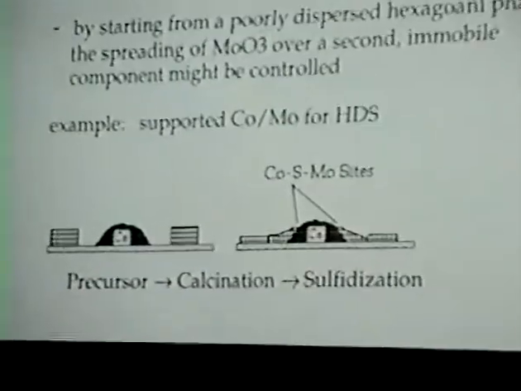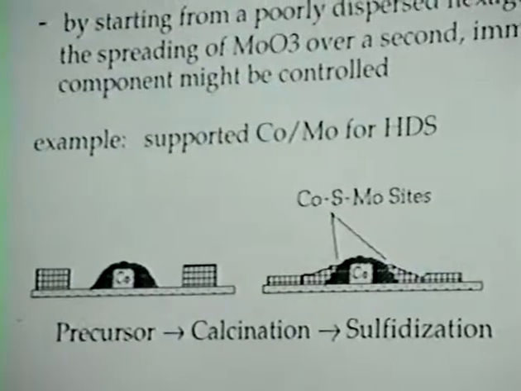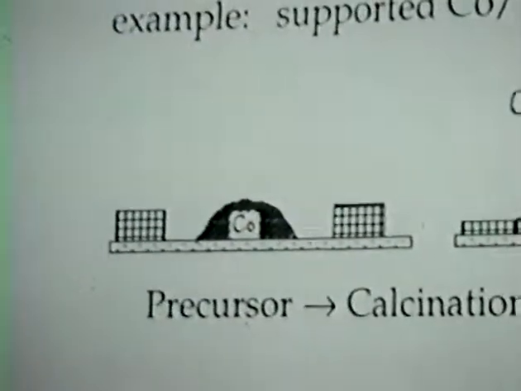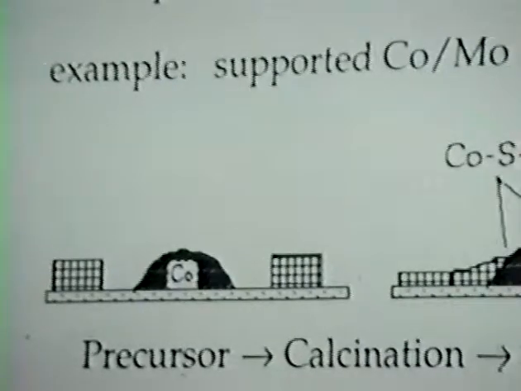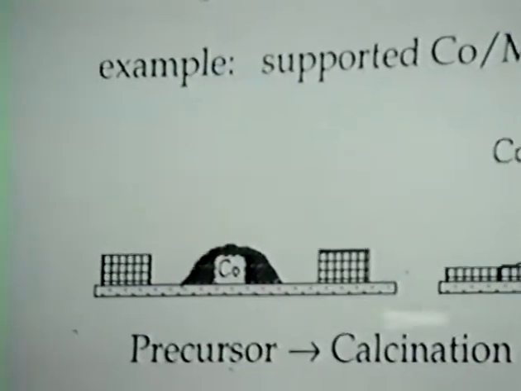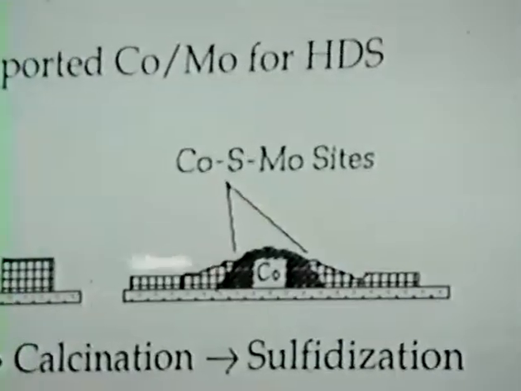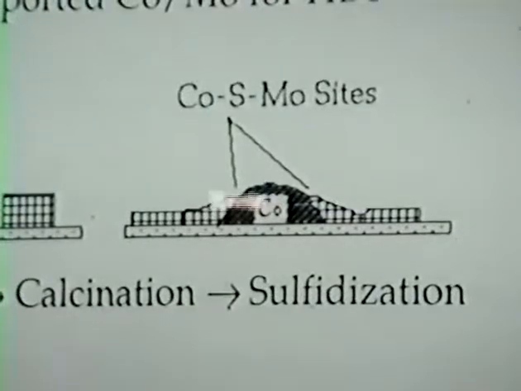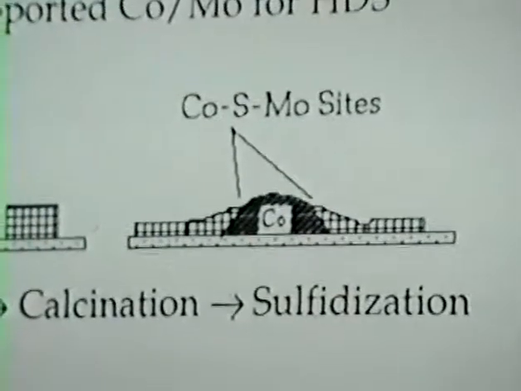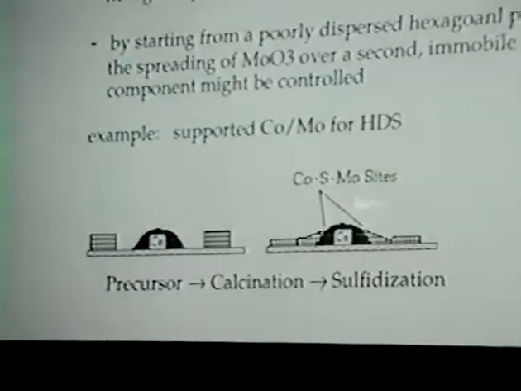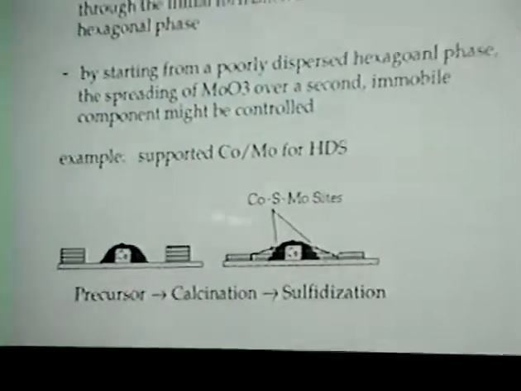from the poorly dispersed hexagonal phase, the spreading of molybdenum trioxide over a second immobile component might be controlled. Now I've used an example here, cobalt moly catalysts, and we've already looked at cobalt on silica, and by golly, that stuff just stays in place. The same can be said for platinum here. So the idea is you can control the extent of the oxide coverage of moly on the second immobile component, and hope that it stays more or less in place during the sulfidization step to actually control the amount of interaction between the cobalt and the moly phases.